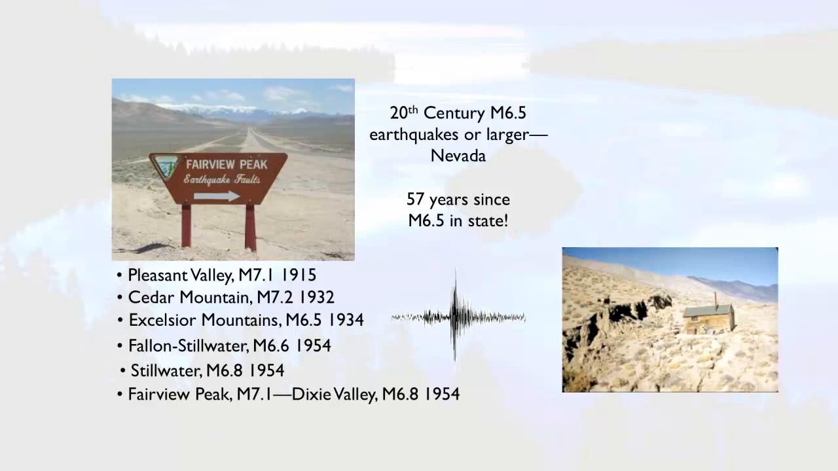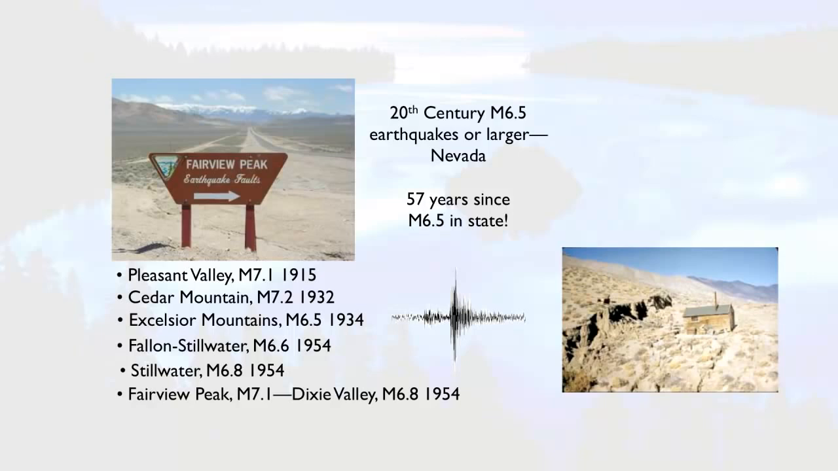So I cut this out, and these are 20th century earthquakes, magnitude 6.5 and above. I get to pick the breakoff point to make a point, but that's a fair point because that's starting to get pretty big. And we can go through the list, and it's been a rather busy early part of the century. You have Pleasant Valley. Some people have this a lot bigger, but at any rate, it's certainly magnitude 7.15. Then we have Cedar Mountain, about 1932. Excelsior Mountain, 34.